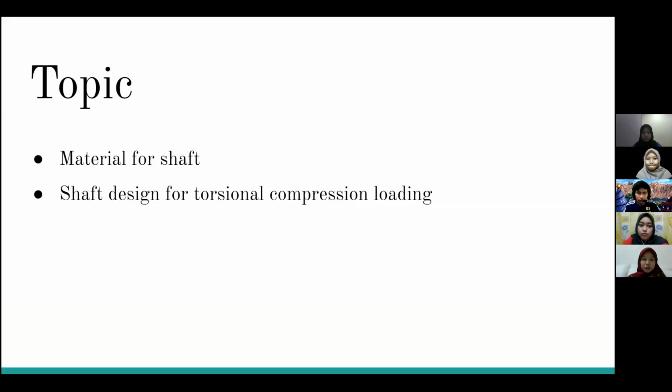Next. So the topics that will be covered today are the material for shafts and also the shaft design for torsional compression loading. Next will be explained by Alif Hakimi.